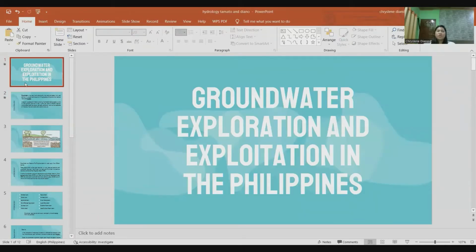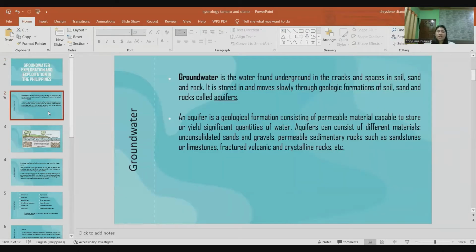Good afternoon. We are Group 15 and our topic is groundwater exploration and exploitation in the Philippines. First, we need to discuss what groundwater is, the importance of groundwater, and the difference between an aquifer and groundwater. So first, what is groundwater?